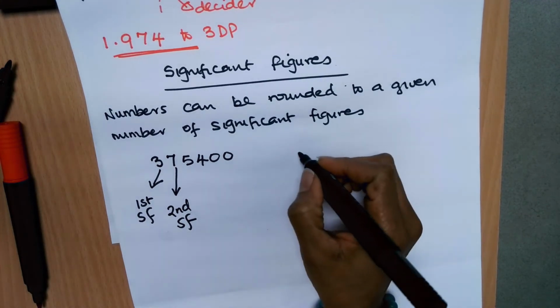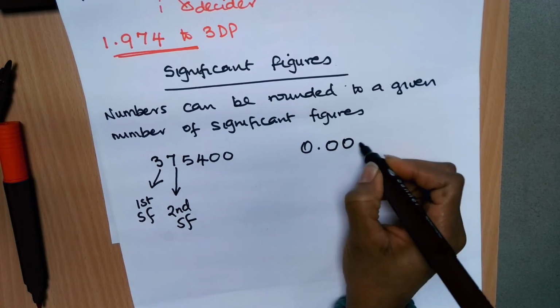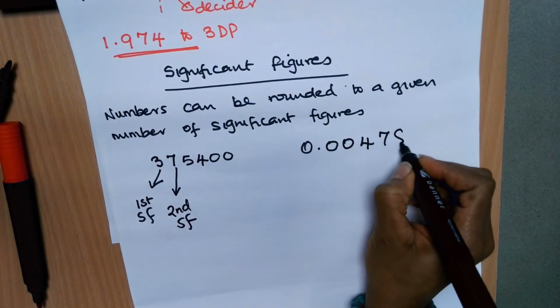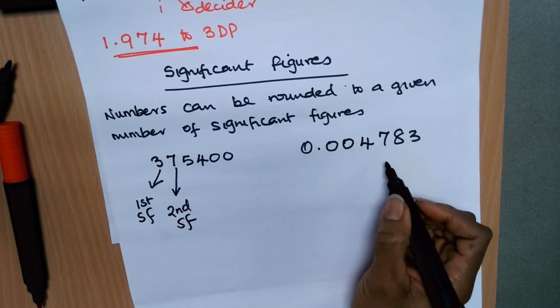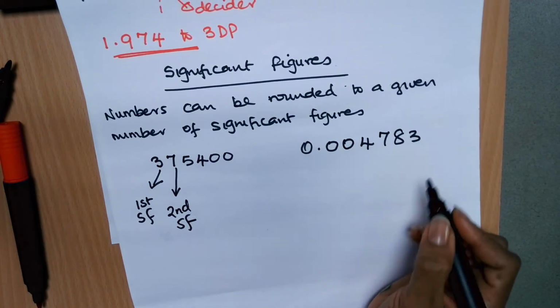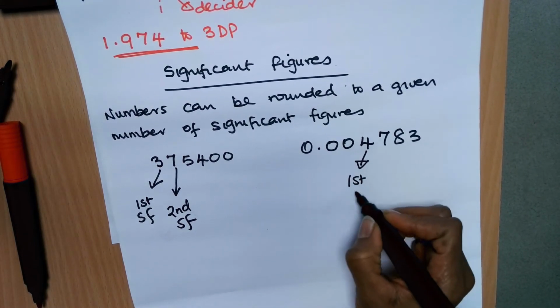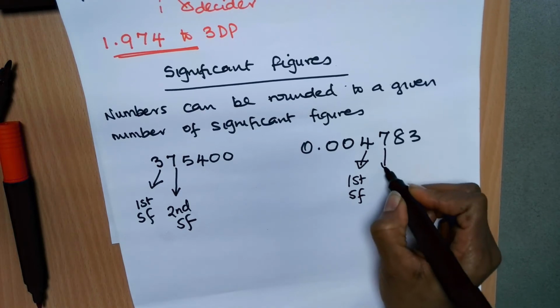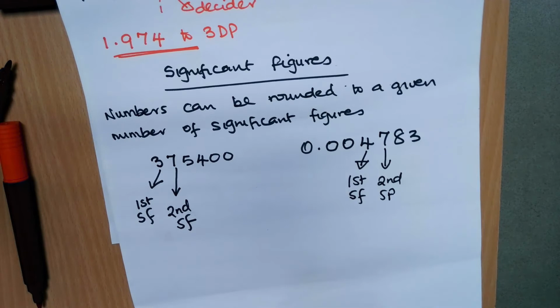Right, so when we look at another number, 0.004783, the first significant figure is the first non-zero number. So the first non-zero number would be this one. So this is the first significant figure and this is the second significant figure.